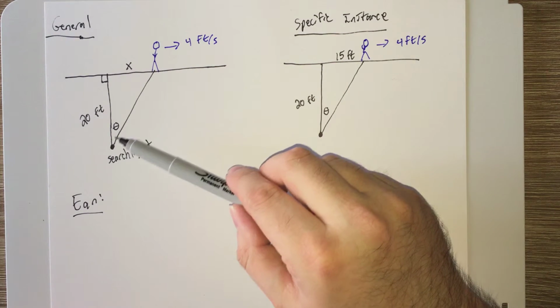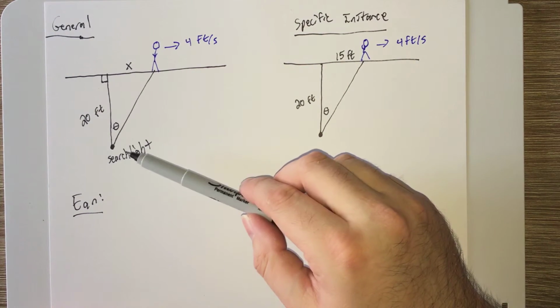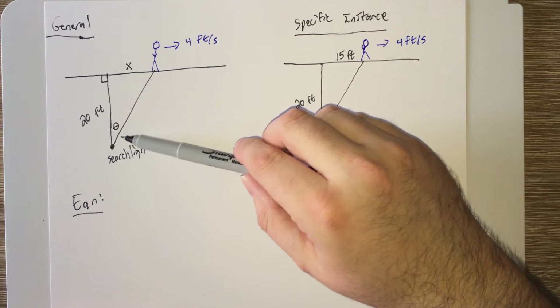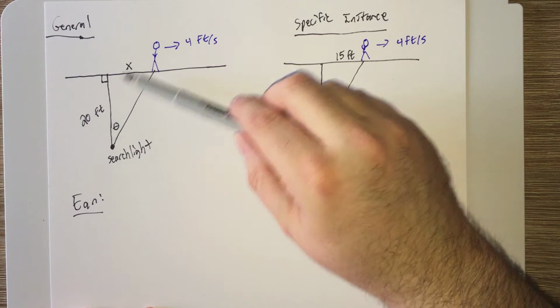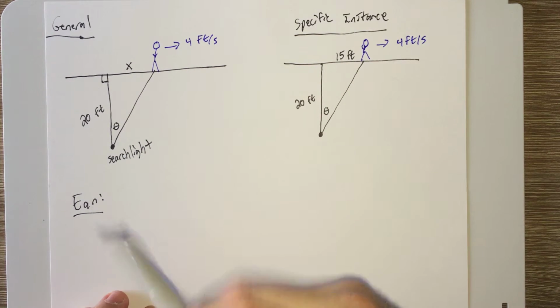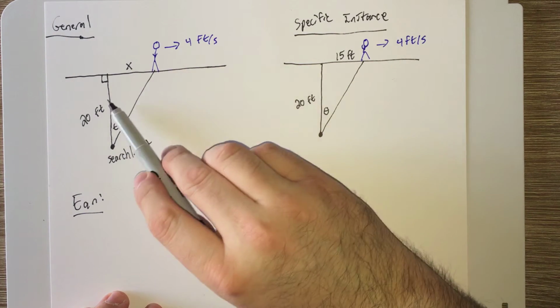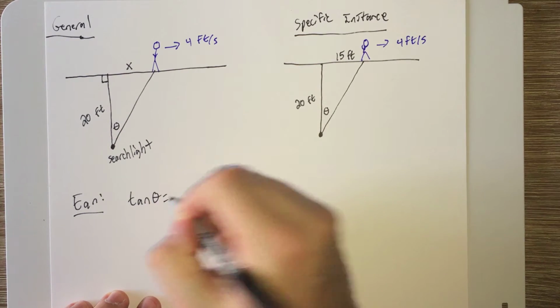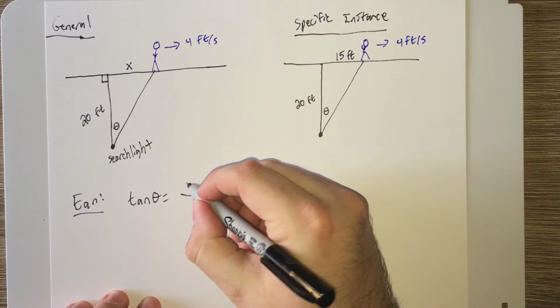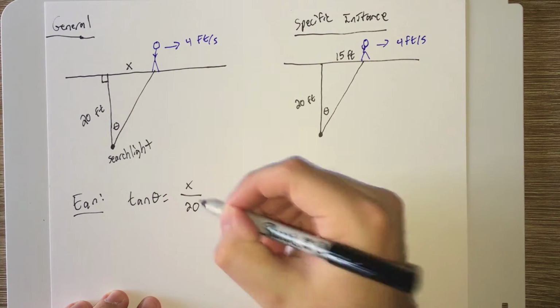So think more along the lines of SOHCAHTOA. Which trig function would you use so that you can get sine, cosine, or tangent of this angle, dealing with x and 20? I think it's tangent, because tangent is opposite over adjacent. That's opposite and that's adjacent. So the equation is going to be tangent theta equals opposite, which is x, over adjacent, which is 20.